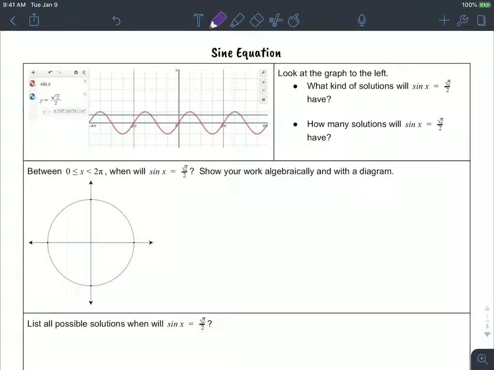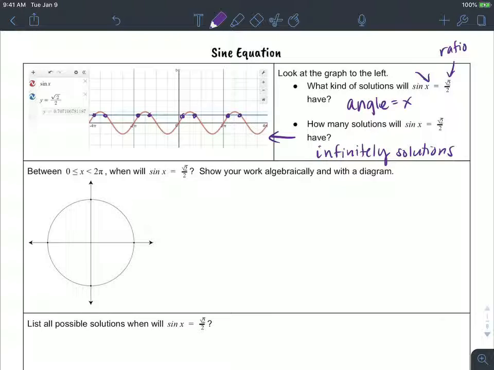So let's start with the sine equation. What kind of solutions will sine x equals root 2 over 2 have? Well, what is root 2 over 2? That's the ratio of sides. So that means that x is an angle. If we look to the left, when will sine of x equal root 2 over 2? Looks like here, here, here, and so on and so forth. So in the end, we're going to have infinitely many solutions.